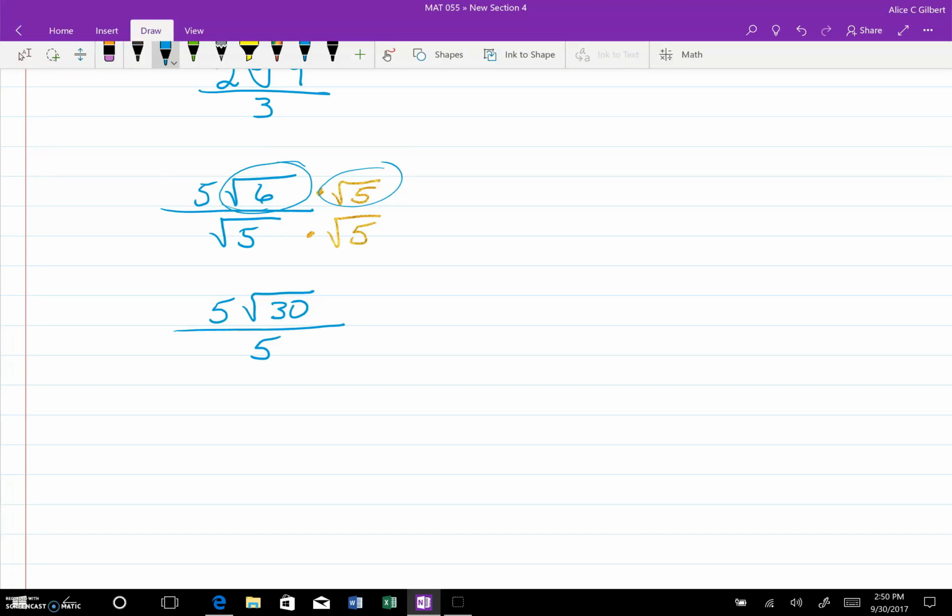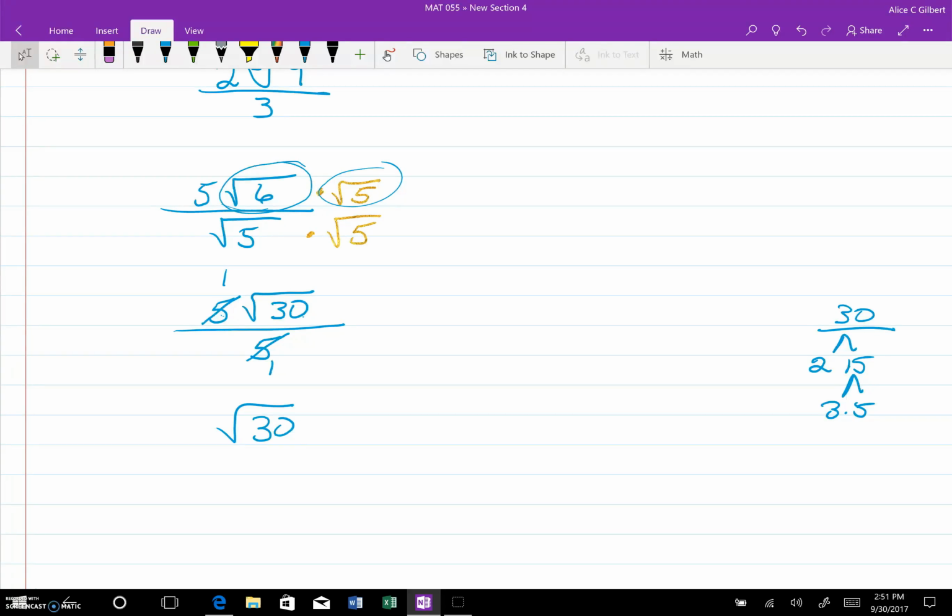And before I actually see if I can reduce the square root of 30, well, 5 is in the numerator here, 5 is being multiplied by the square root of 30. That means I can cross cancel my 5's. So all I have now is the square root of 30, but I have to see if I can reduce it. But look at that.